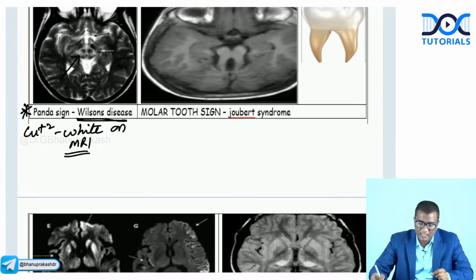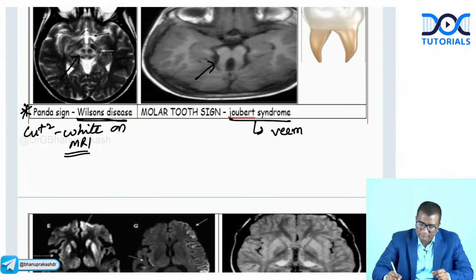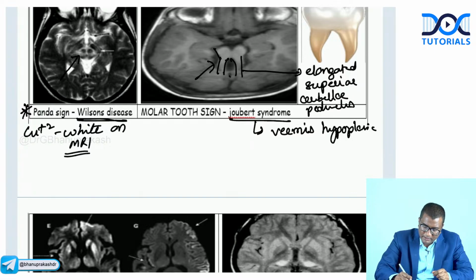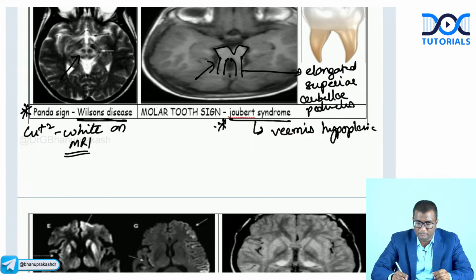Molar tooth sign is feature of Joubert syndrome. Joubert syndrome is a condition where we have vermis hypoplasia. So when we have vermis hypoplasia, the superior cerebellar peduncles will elongate. So the elongated superior cerebellar peduncles will make the appearance of the midbrain along with the interpeduncular fossa, give the appearance of a molar tooth. So molar tooth sign is feature of Joubert syndrome.